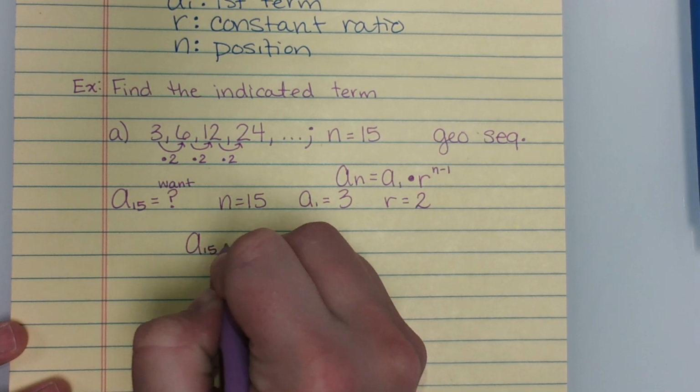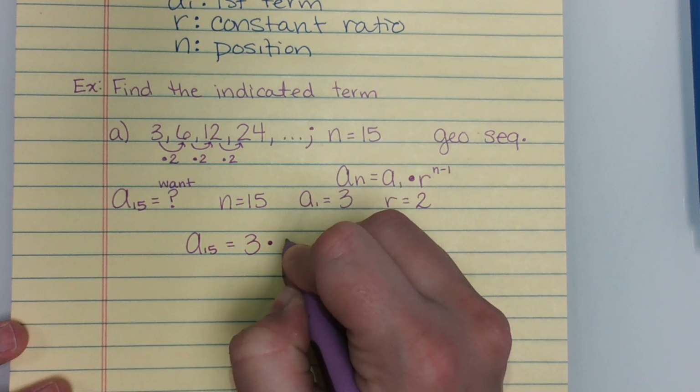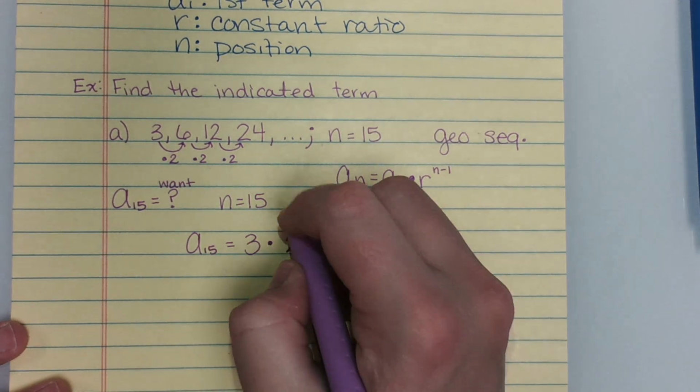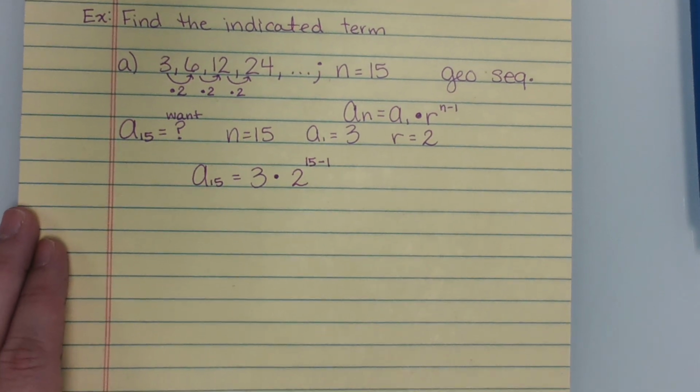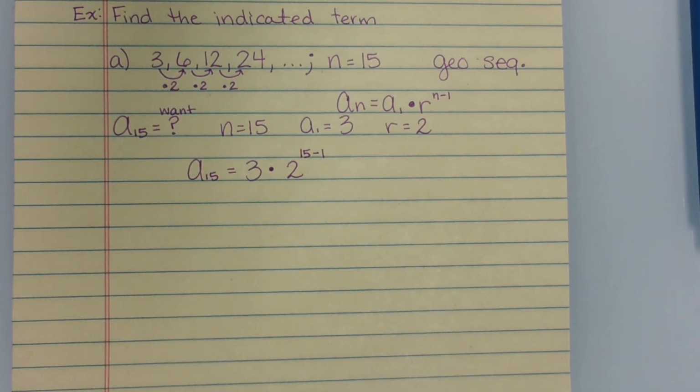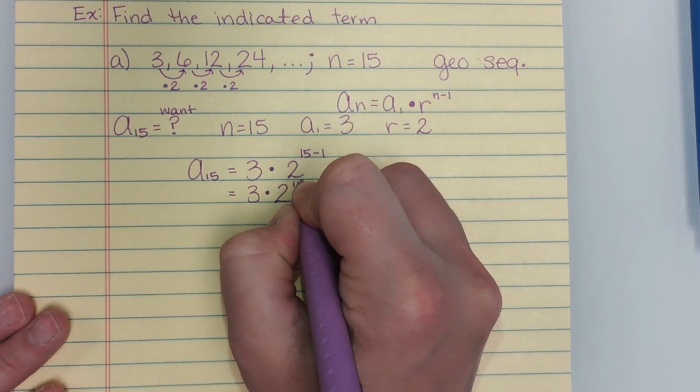A sub 15 is equal to a sub 1 times r to the power of 15 minus 1. I plug in what I know to find what I don't. What I don't know is a sub n. A sub n is what I'm looking for, a sub 15. Now, when you type it into your calculator, I would be careful. That exponent can cause some issues. But what is 15 minus 1? 14. Then when you plug it into your calculator, I would write 3 times 2 to the power of 14.